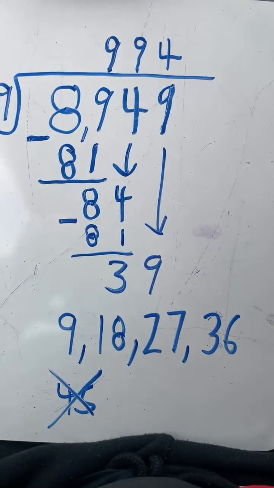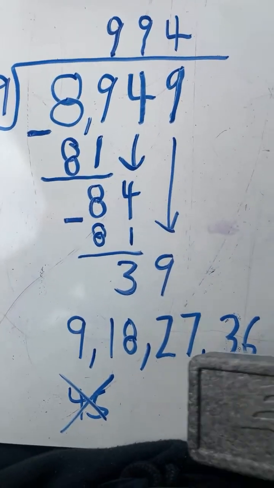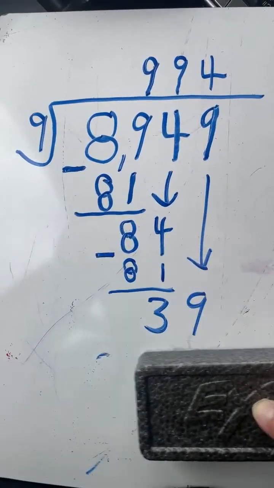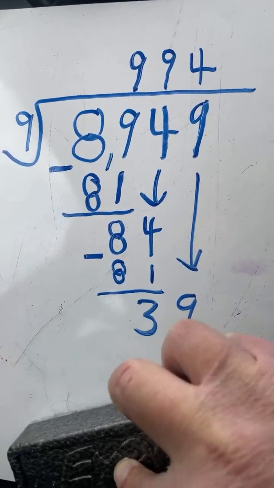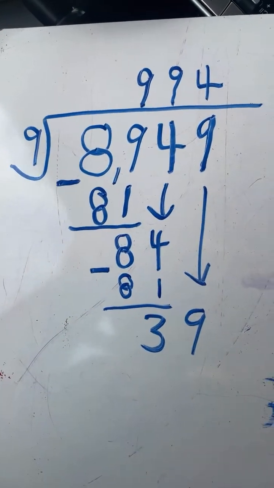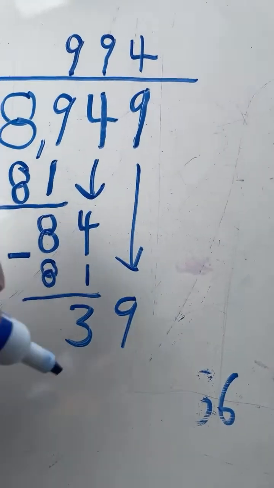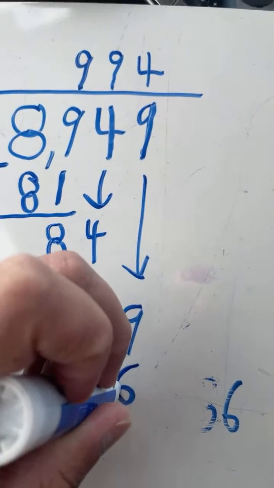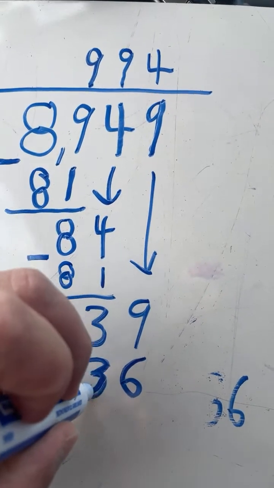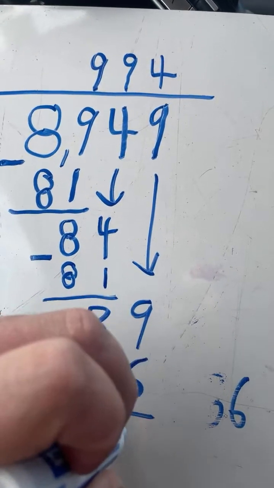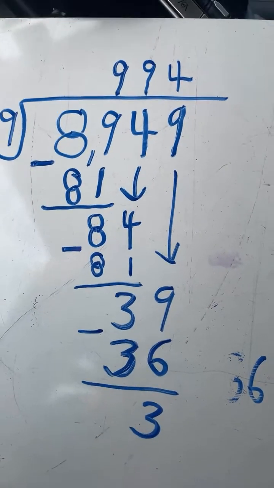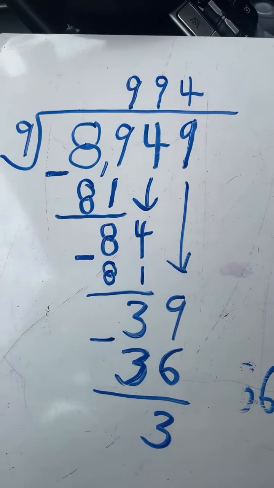Now 36 was the closest I could get to 39 without going over. So that is what I am going to subtract. 39 minus 36. And we have a remainder of 3. So our answer is going to be a mixed number.